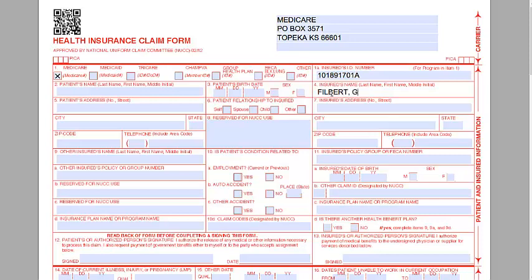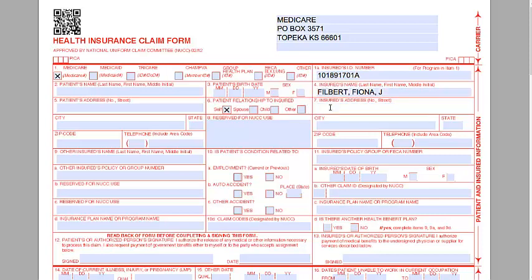I may use a comma between the first and the last name, as well as between the first name and the middle initial. Item number 5 is the patient's street address. I leave this blank because I put that information into item number 7. Item number 6 needs to be completed for a Medicare claim, and it will always be self.